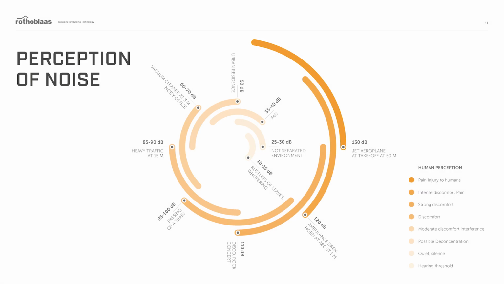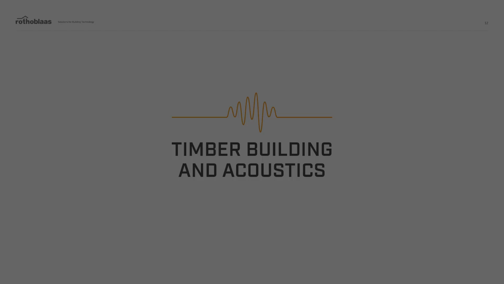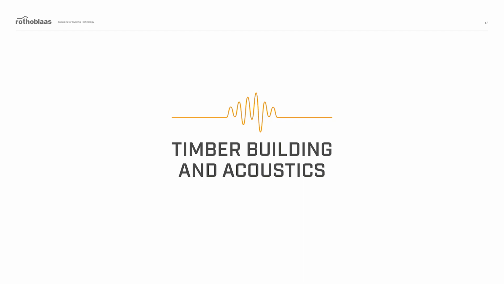In this slide, we want to show you the perception scale for noise. For example, a sound around 90 decibels can be very annoying, while sounds that are between 30 and 40 decibels are less disturbing. Timber building and acoustics.